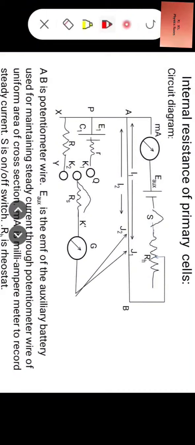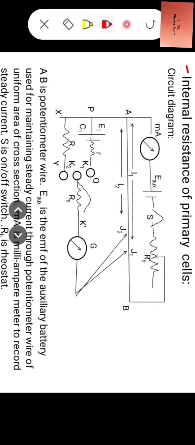Hello friends, continuing with the chapter of current electricity. Today we come to part 7 of the topic measurement of EMF, that is internal resistance of primary cells. Now how we measure internal resistance of primary cells is the topic today that we are to learn.